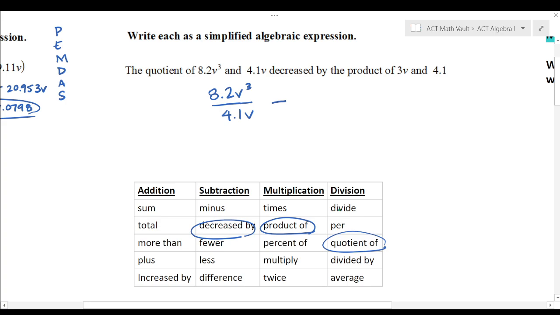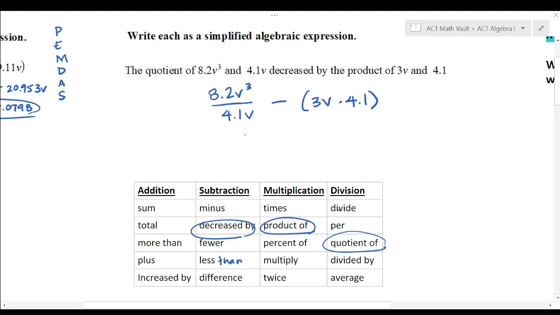If it was using the words less than, or I guess less, you would have to flip the order. That is the one where you flip the order. But decreased by is just a minus sign. So, decreased by the product of 3v and 4.1. Product meaning multiply. And so now what I'm going to do is simplify these.